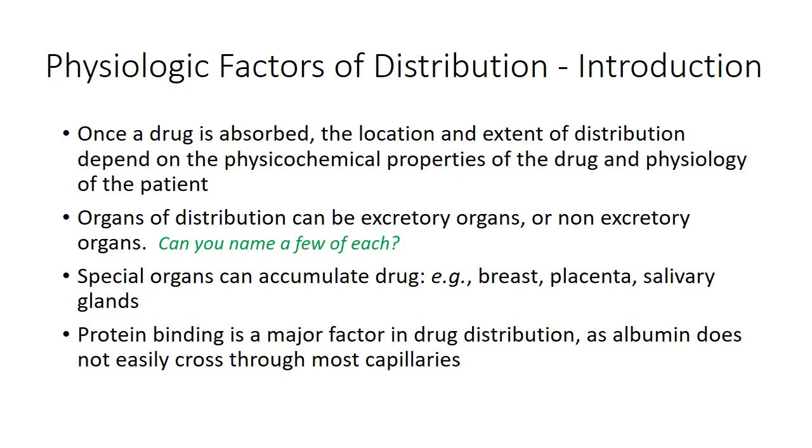Protein binding is a major factor in drug distribution. And the key point, really critical point, is albumin does not easily cross through most capillaries. Okay, and that's most, not all, but most. So the assumption is that if a drug is on albumin, it does not easily go through capillaries, right, for the most part. So that in general, albumin binding will slow down drug distribution or reduce the volume of drug distribution. And there's more on that coming up.